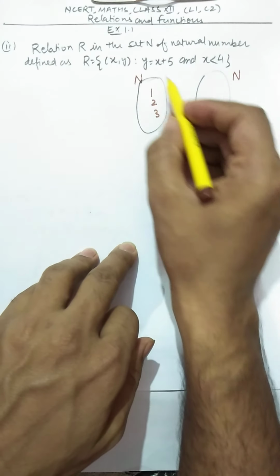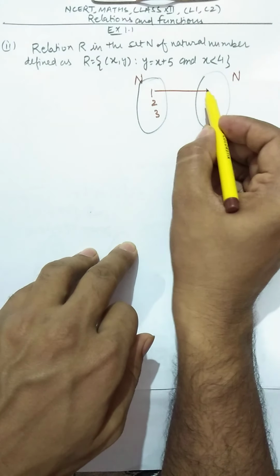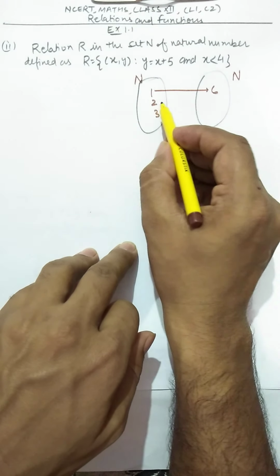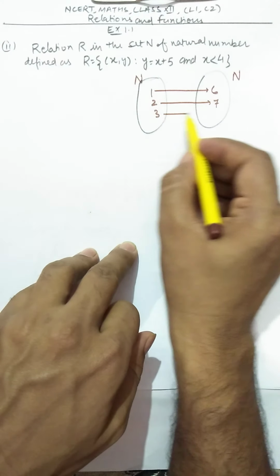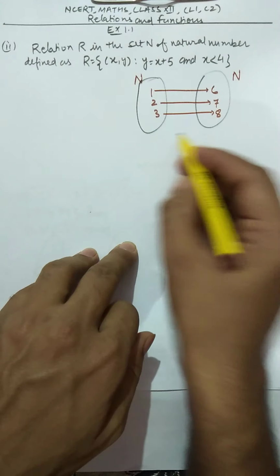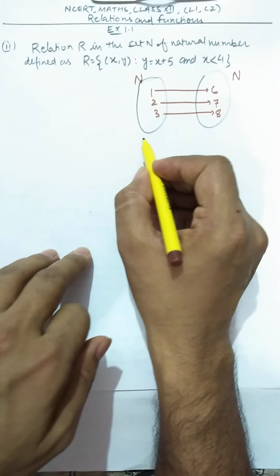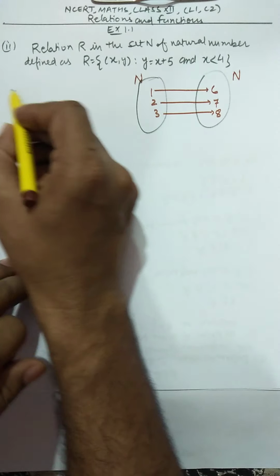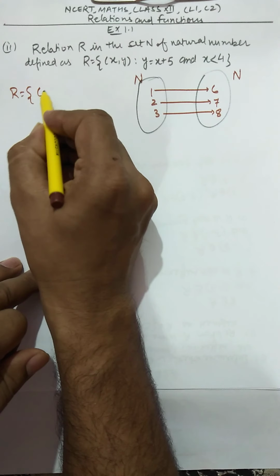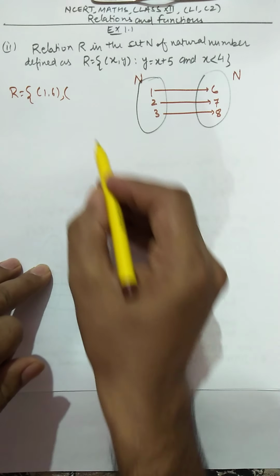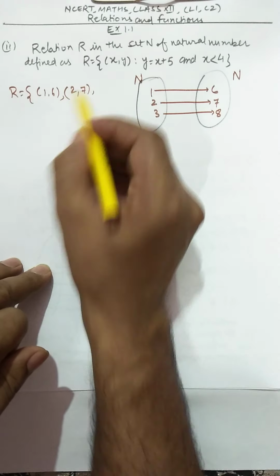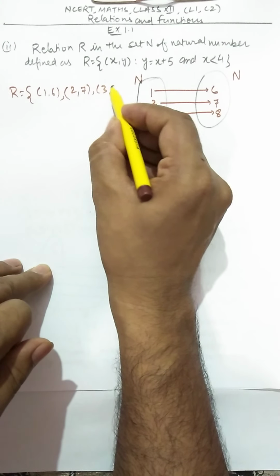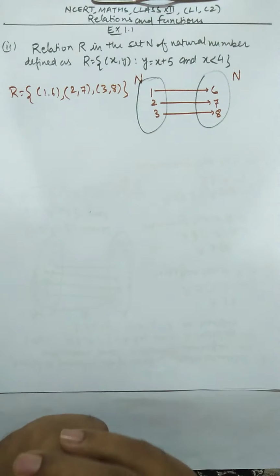Now you can see if you put x equal to 1, then the image of this will be 6, this is 7, and this is going to be 8. So if I want to write R in roster form, I can write R as (1, 6), (2, 7), and (3, 8). This is the roster form.